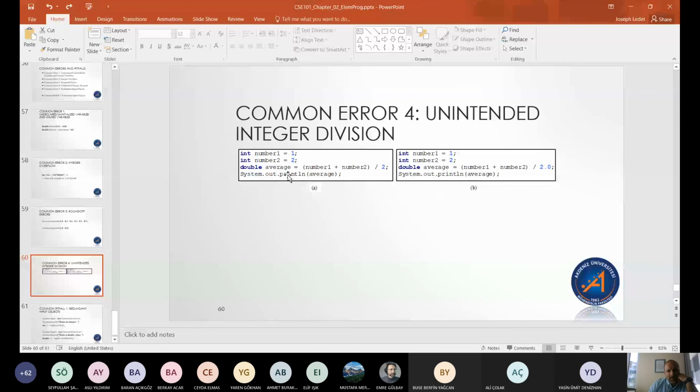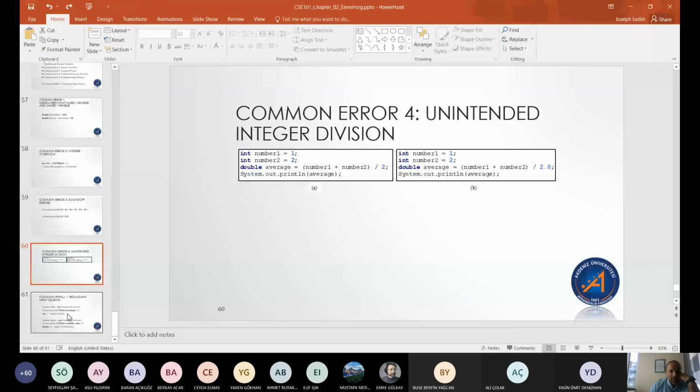Expecting double division when we actually have two integer numbers like this can be a common error. We do that quite frequently. We expect number 1 plus number 2 divided by 2 to be the average, and we end up with integer division instead. Simple fix: make some part of it a double, and then the other side will be converted to a double, and we get the average that we expected.